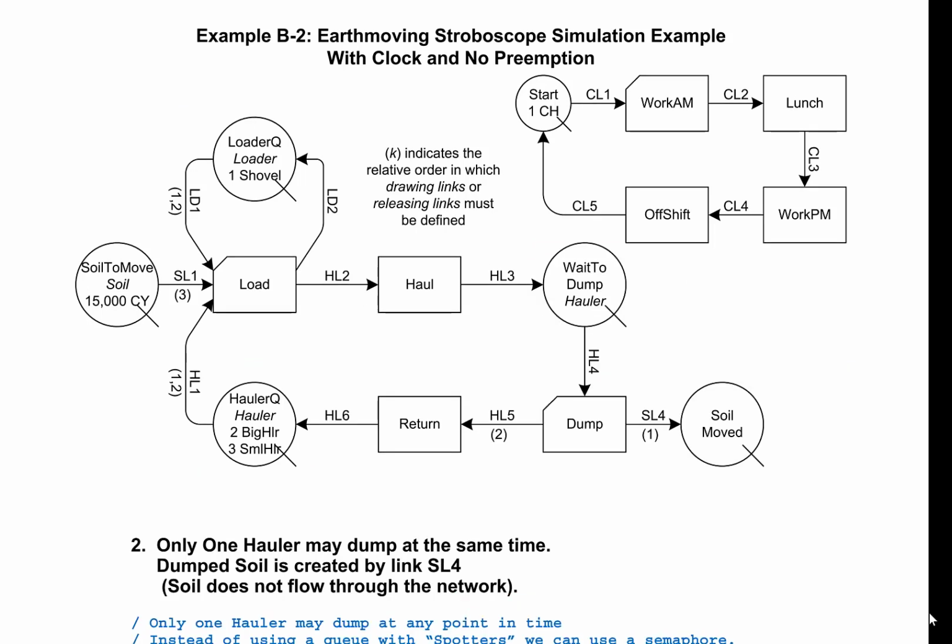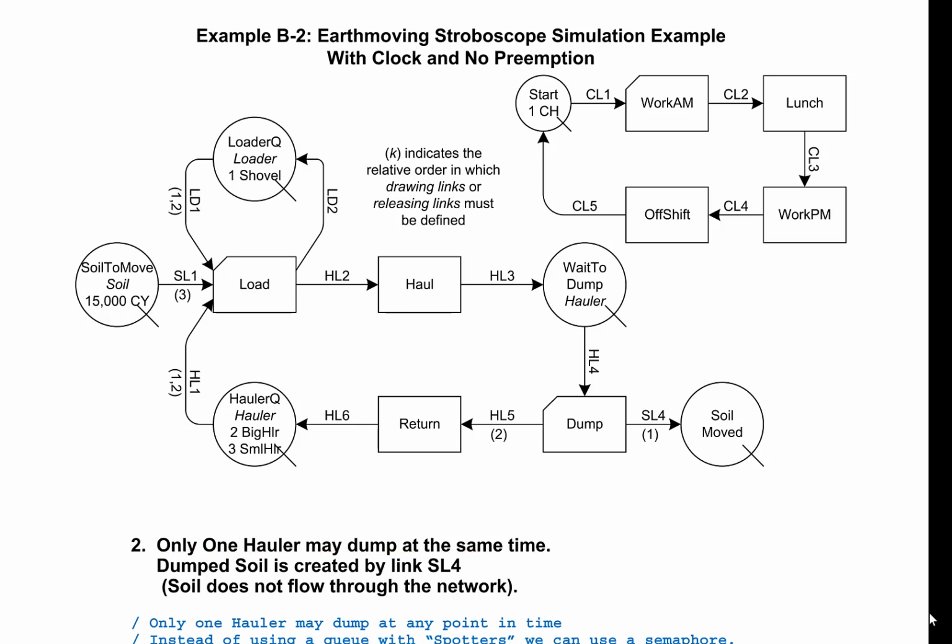The second model, for example B2, allows only one hauler to dump at the same time. It is as though we only have one spotter, in which case the soil does not flow through the network, but is instead created by link SL4.